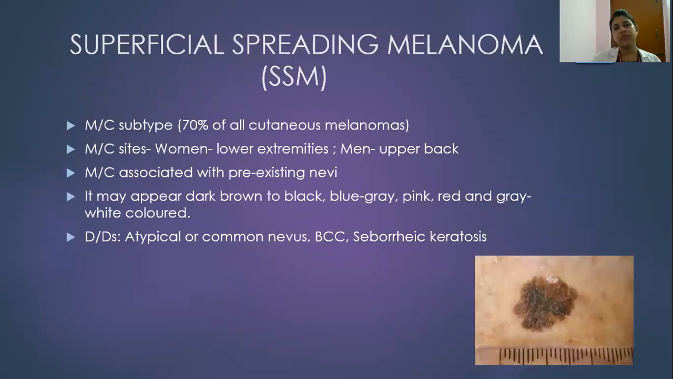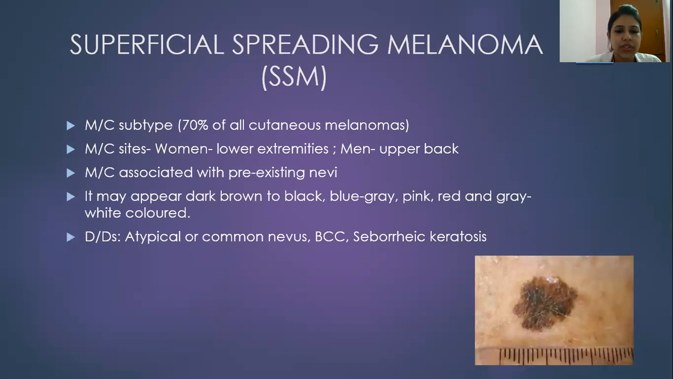So what are the subtypes of melanoma? First, we have superficial spreading melanoma, SSM. The most common subtype is SSM. 70% of all cutaneous melanomas come under this. The most common site in women is the lower extremities. In men, it's the upper back.